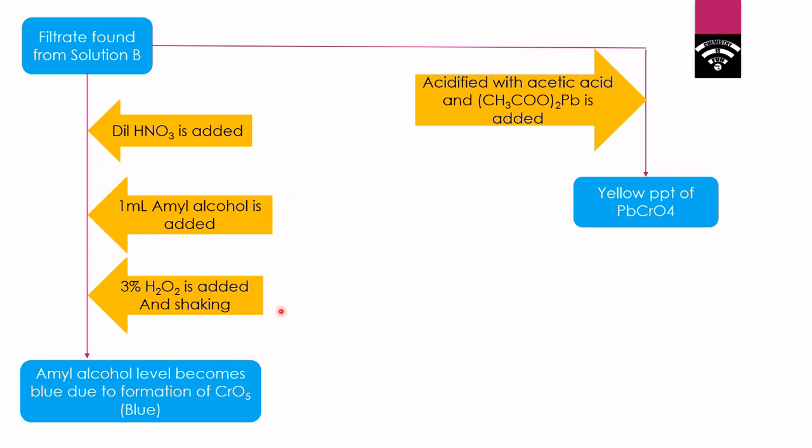Or we can add nitric acid there to make the media acidic, then 1 ml amyl alcohol, and then 3% hydrogen peroxide is added, and the solution is set. After some minutes we can see that the amyl alcohol layer becomes dark blue due to formation of chromium pentoxide. It is of dark blue color, and here we also use H2O2, but we don't boil it, so there will be no oxidation reaction.